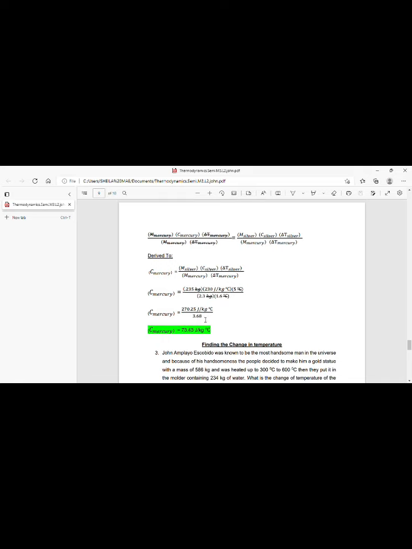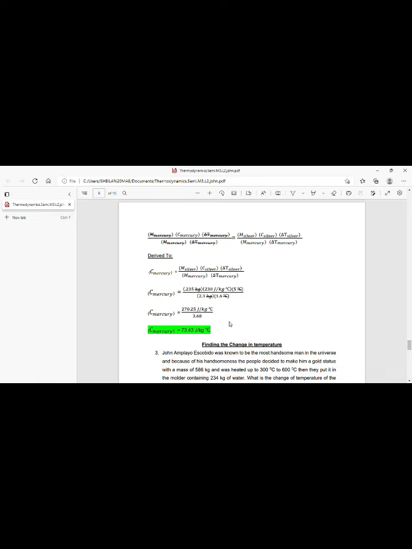Multiply. Cancel out the unit. Then the answer for the upper part is 270.25 joules per kilogram degree Celsius. The answer for the lower part is 3.68. Then we are going to divide this. The answer is 73.43 joules per kilogram degree Celsius, which is our specific heat of the mercury.